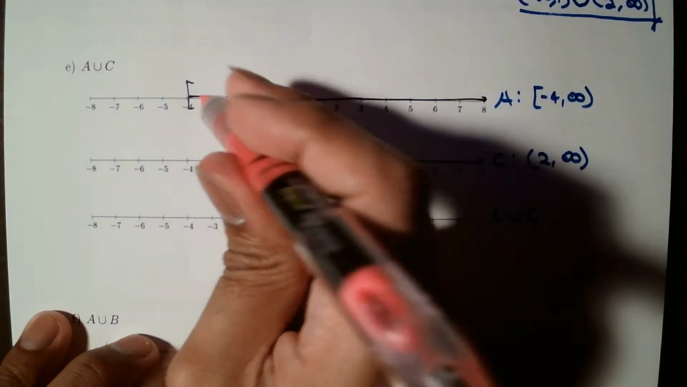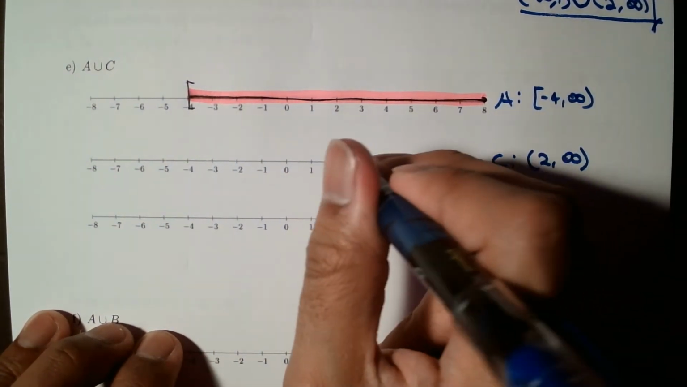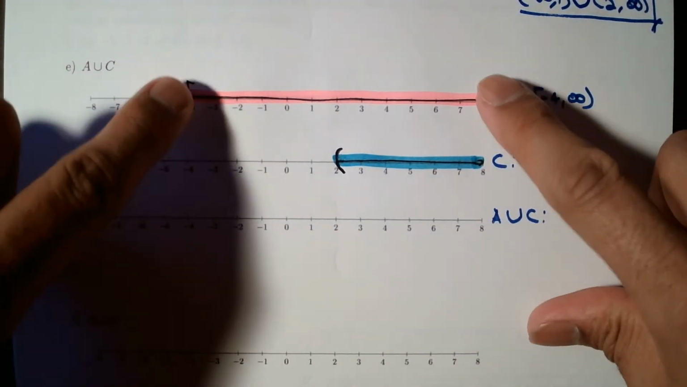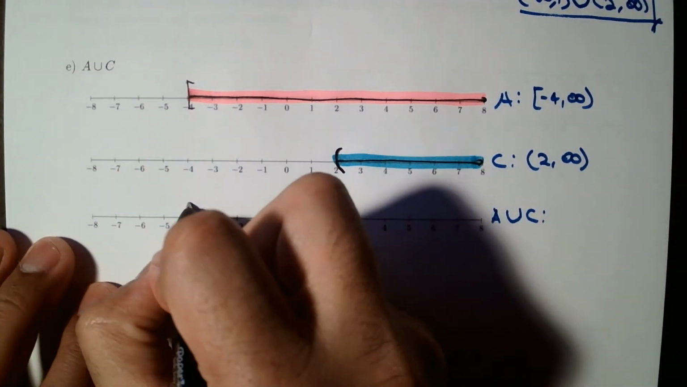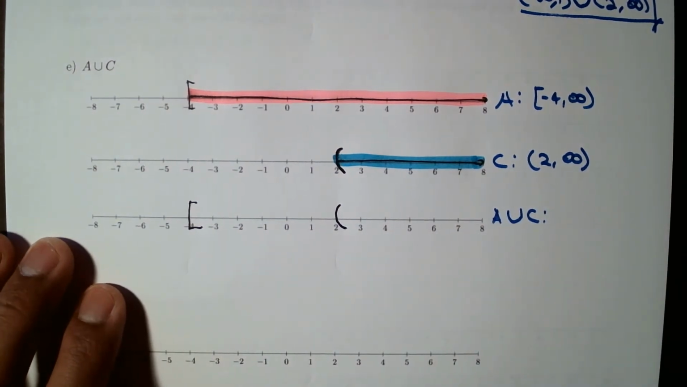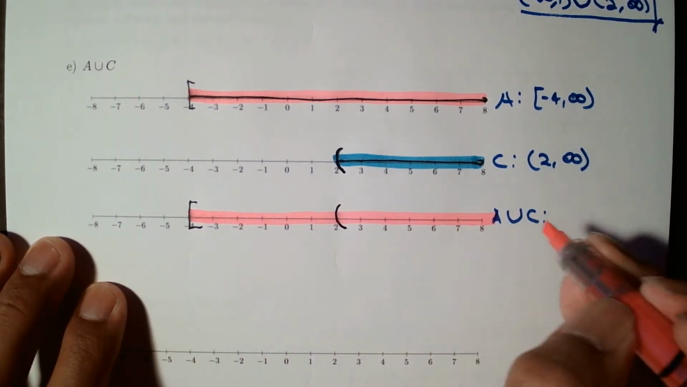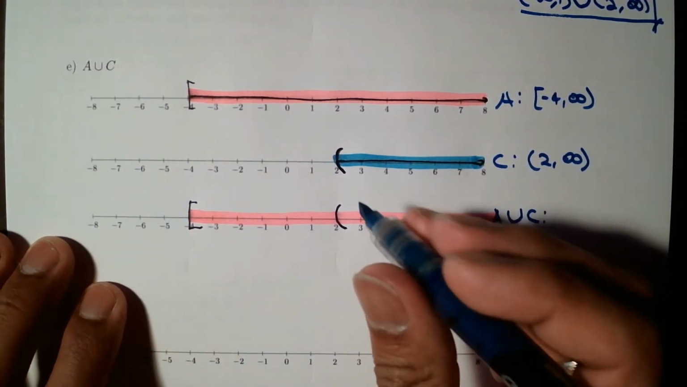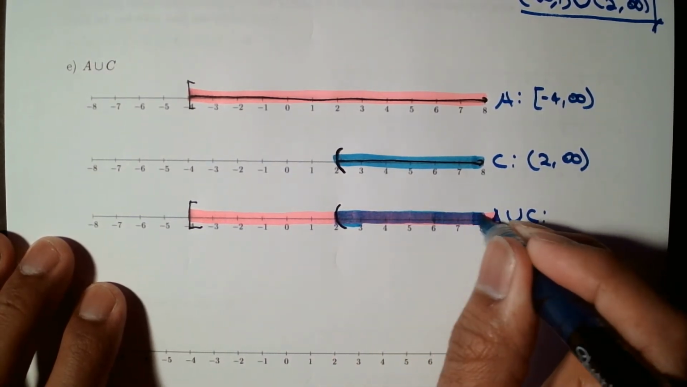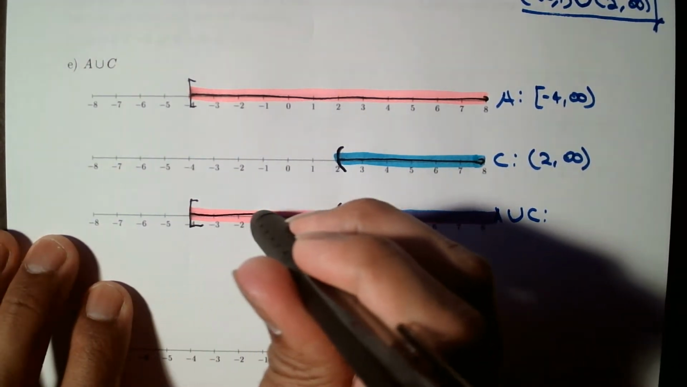So let's shade. All right, and let's put them together, one on top of the other one. Negative 4, and in this case, this is what it's going to be. Now we need to be very careful about how we interpret this case, because we're looking for the union of these two sets.